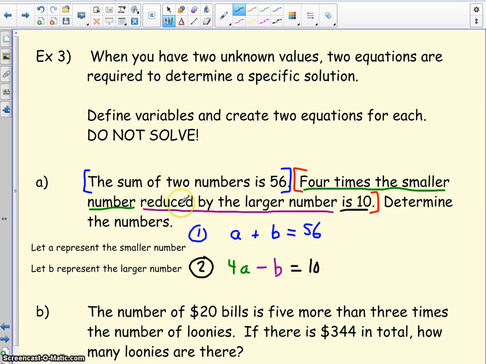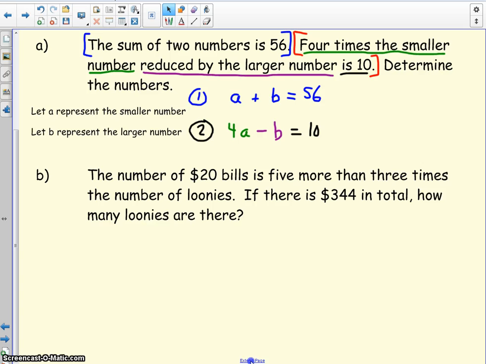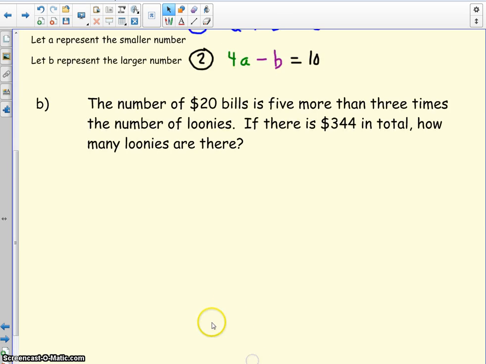Now, as for actually solving for the answer, that's something we're going to be doing later on this unit. We have two equations with two unknowns. Today we're just focused on setting up the equations. With that in mind, I'd like you to try and do the second one on your own before you look at the answer on here.